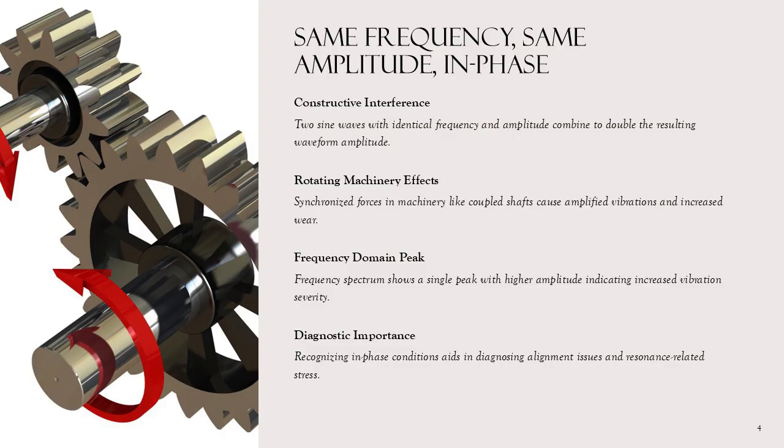When two sine waves share identical frequency and amplitude and are perfectly in phase, their combination results in constructive interference. The waveform becomes a single sine wave with double the amplitude of the individual signals. This phenomenon is common in rotating machinery where multiple forces act synchronously, such as coupled shafts or aligned components.